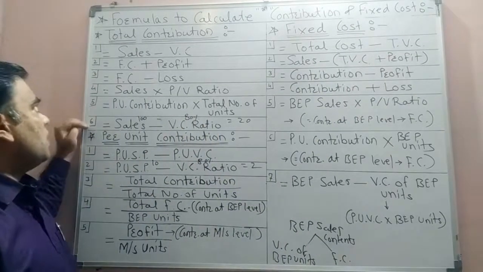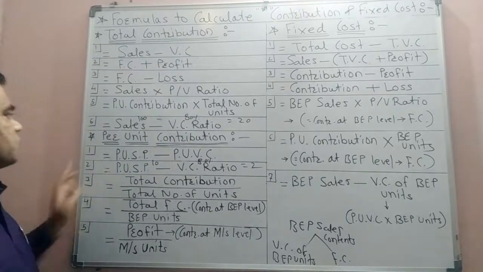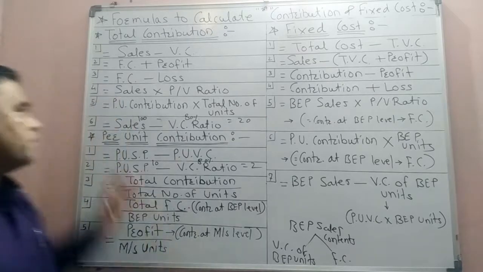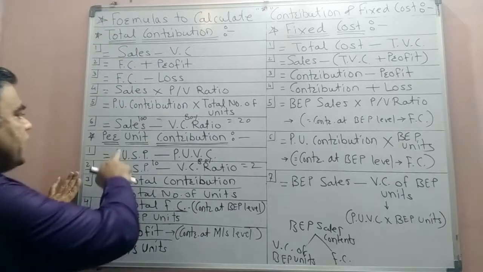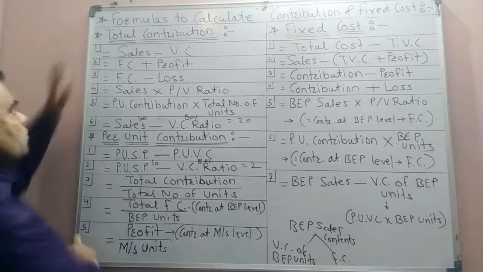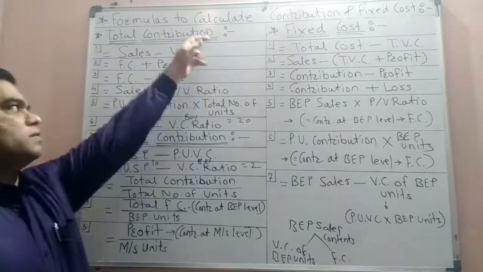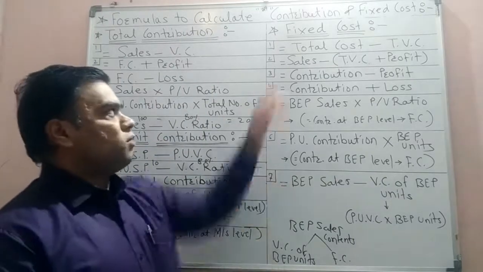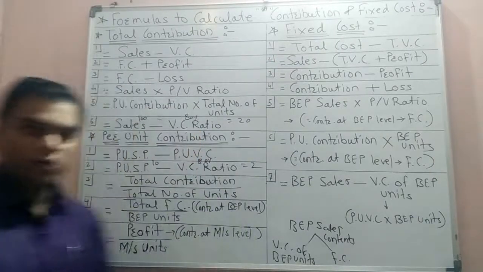We are going to discuss a total of 6 formulas to calculate total contribution and 5 formulas to calculate per unit contribution. In that way, 6 plus 5 is equal to a total of 11 formulas to calculate contribution. Then we are going to discuss a total of 7 formulas to calculate fixed cost. So let's start with total contribution.